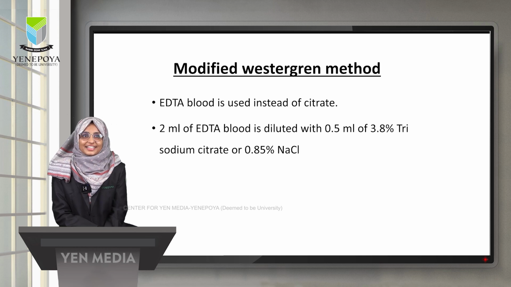Modified Westergren method. In this method, EDTA is the anticoagulant used instead of citrate. So 2 ml of EDTA blood is diluted with 0.5 ml of 3.8% trisodium citrate or 0.85% sodium chloride.